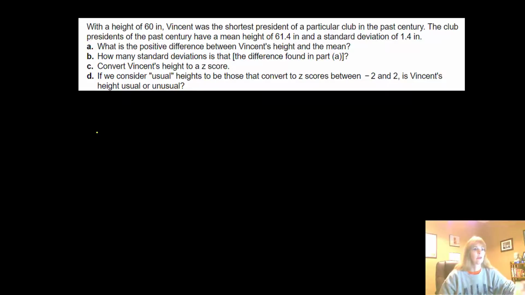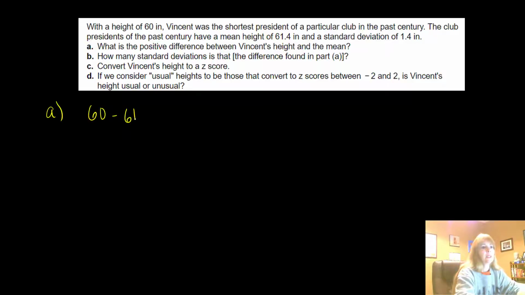The first thing they're asking me is to find the positive difference. It says Vincent has a height of 60 inches, was the shortest president of a particular club in the past century. The club presidents of the past century have a mean height of 61.4 and a standard deviation of 1.4. I know you can read too, right? So what is the positive difference between Vincent's height, 60, minus 61.4? Now we know we don't need a calculator, but let's just check ourselves.